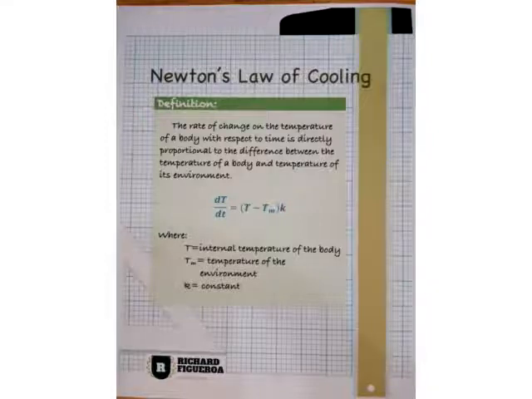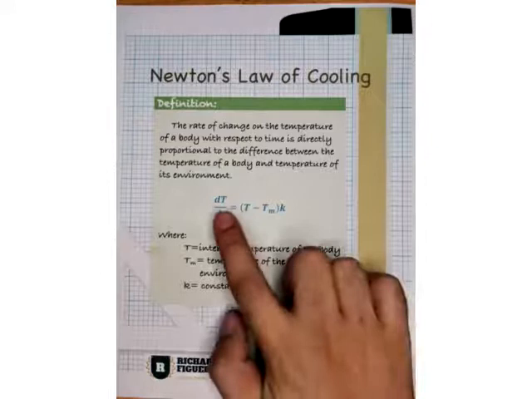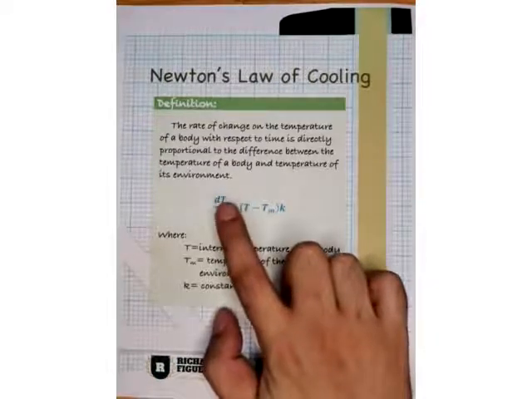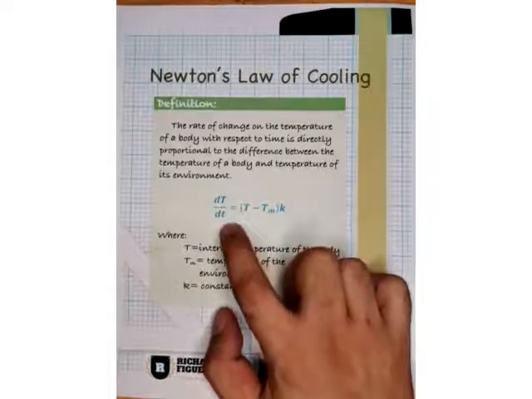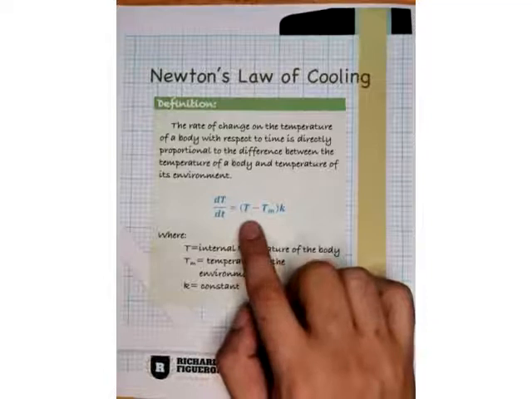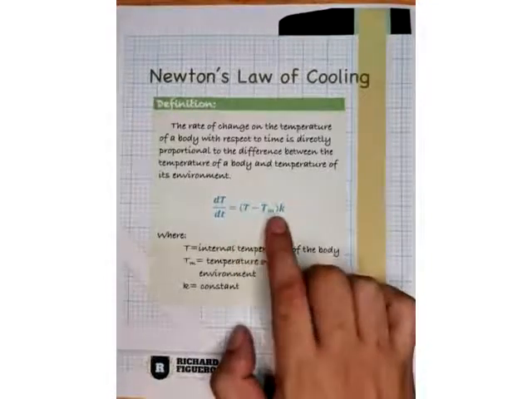Okay, so yung sa Newton's law of cooling, it's stated that the rate of change of the temperature of a body with respect to time is directly proportional to the difference between the temperature of the body and the temperature of the environment. So, if we can see dito, yung rate of change, ito, so dT, or the change in the temperature over the differential of time, is equal to the difference between the temperature of the body and the temperature of the environment.